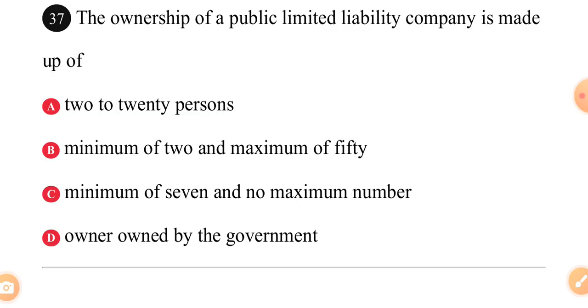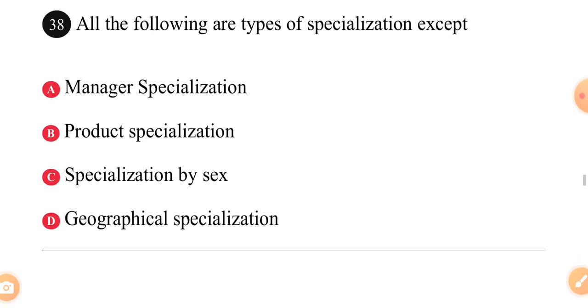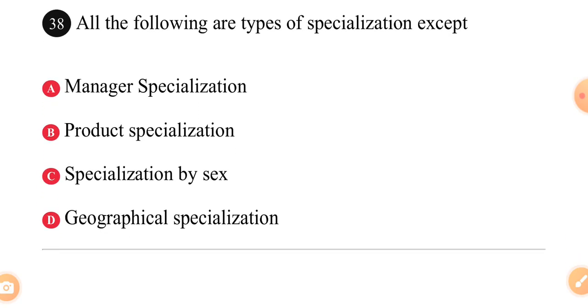The answer is C, minimum of 7 and no maximum number, because in such a company people can buy shares. People are free, and when you buy shares of a company, you automatically qualify to be called an owner. You become a part owner of the company.